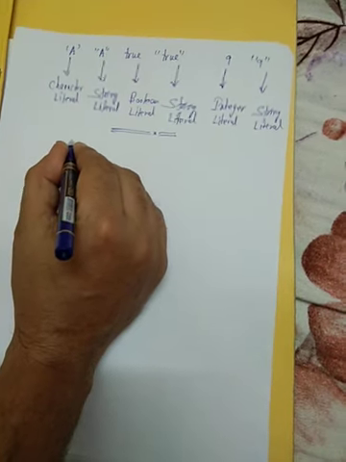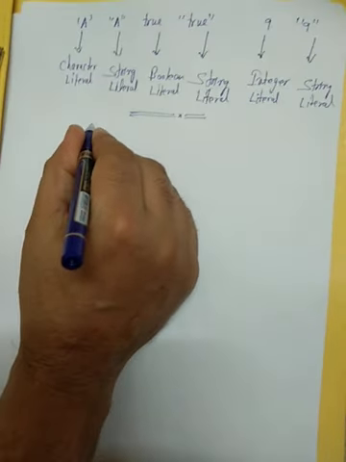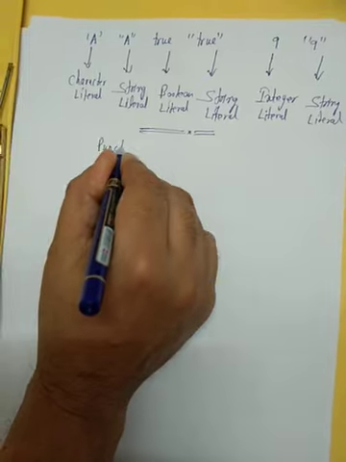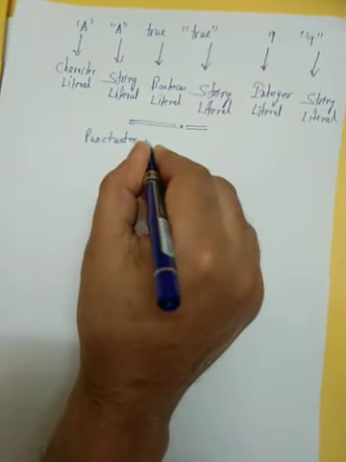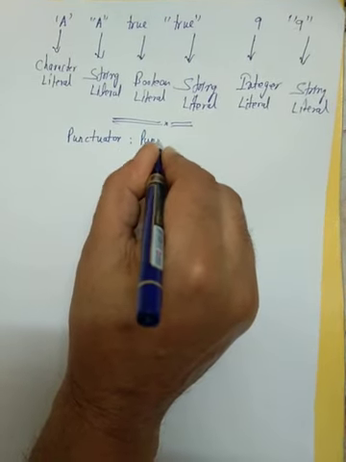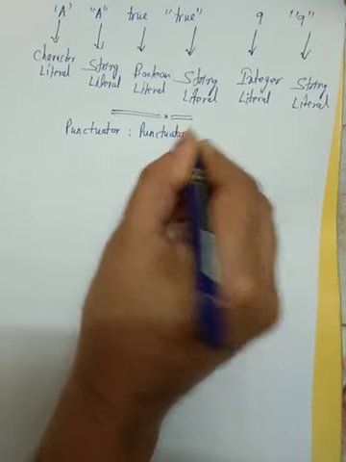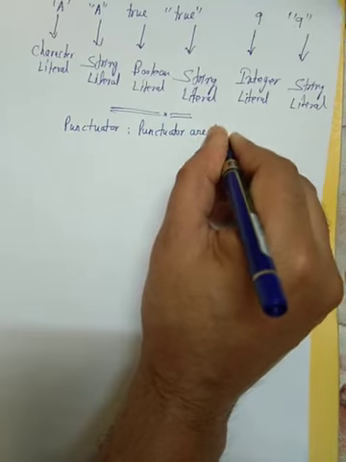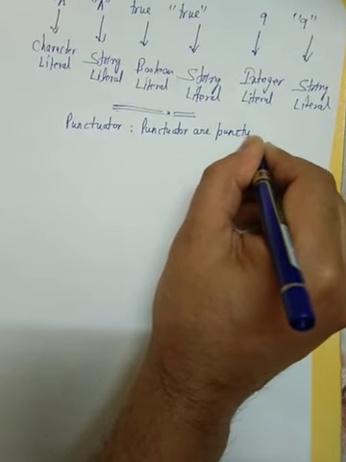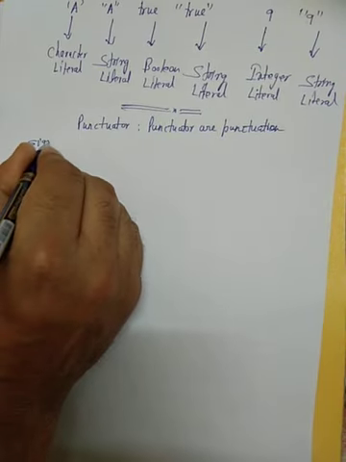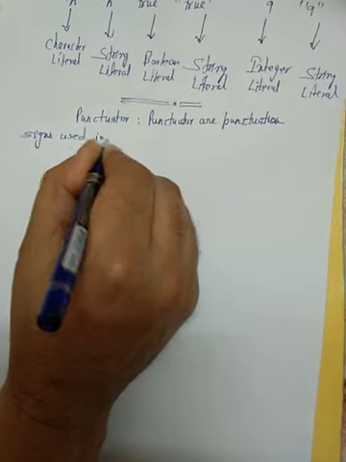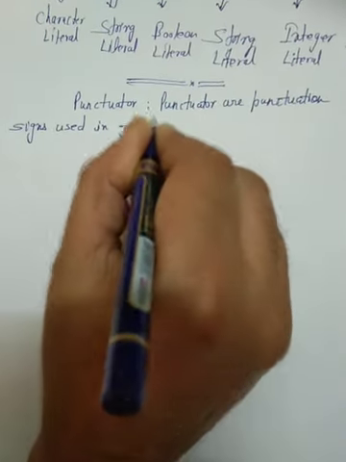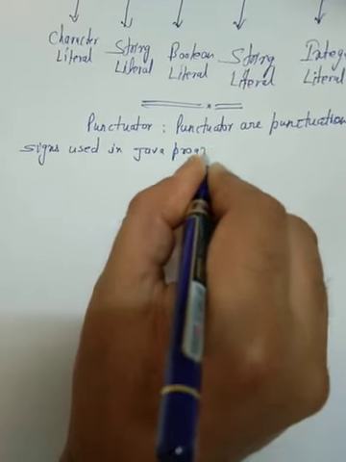Now we will discuss the new concept in Java, that is punctuator. What is punctuator? We have to learn first. Punctuators are the punctuation signs used in Java programs.